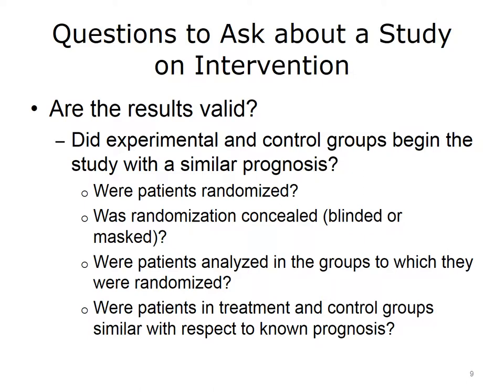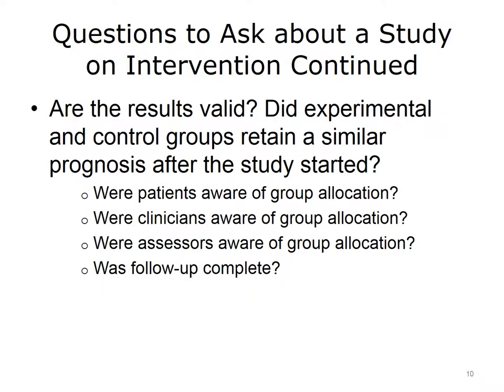Were the patients analyzed in the groups to which they were randomized, sometimes called intent-to-treat analysis? Were the patients in the treatment and control groups similar with respect to the known prognosis? Sometimes the randomization does not work, and we end up with somewhat different groups, which raises concerns about the validity of the RCT. There are more questions to ask about the validity of the results.